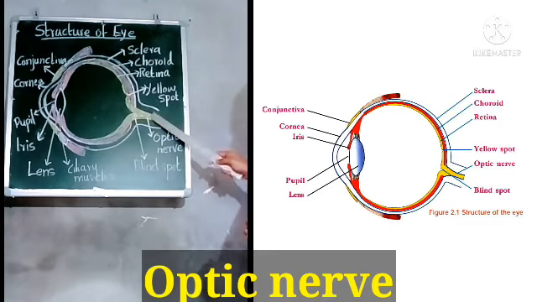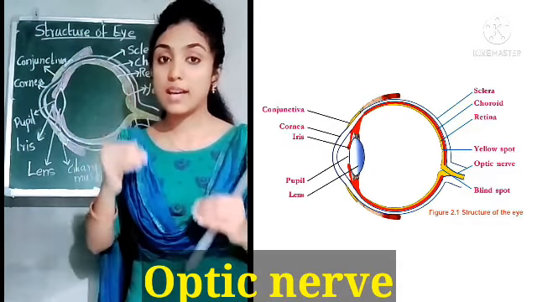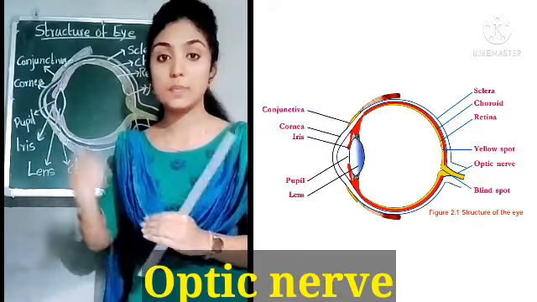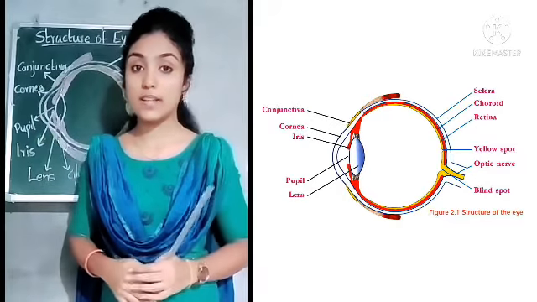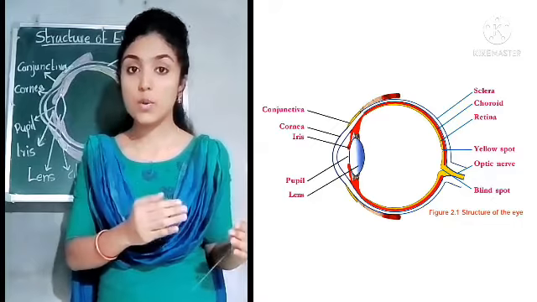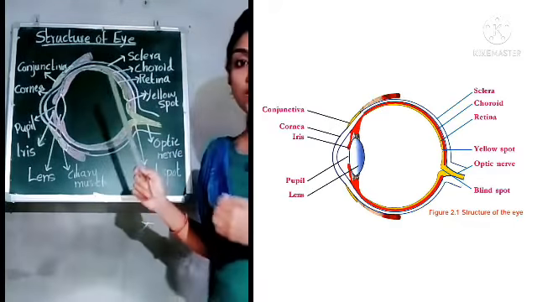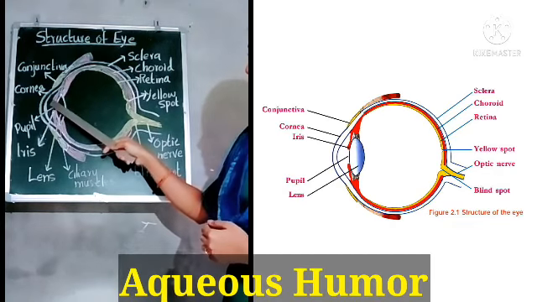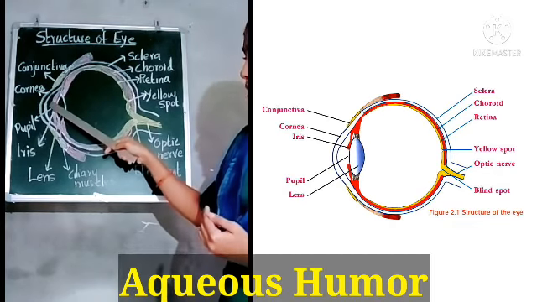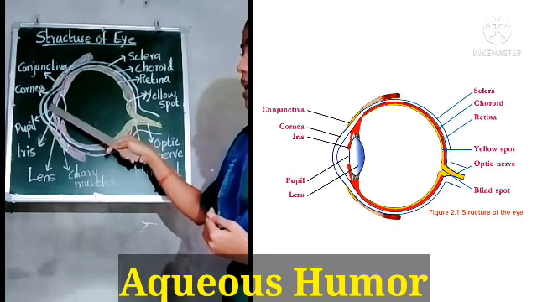Then the next part is optic nerve. This optic nerve receives the impulses from photoreceptors and it carries them to the center of vision in brain. Now let us learn about the two important fluids present in our eye. One is aqueous humor and then vitreous humor. So let us see where is aqueous humor and where is vitreous humor. So in this region you can see aqueous humor, which means it is the region between cornea and lens. Here you can see aqueous humor.